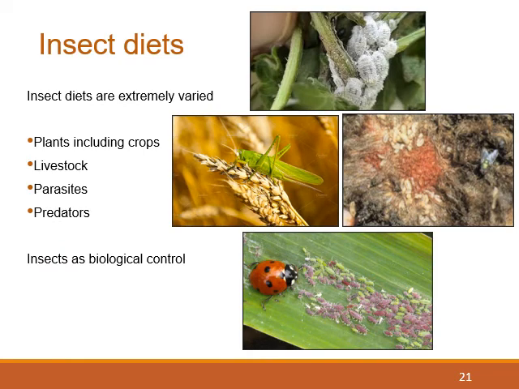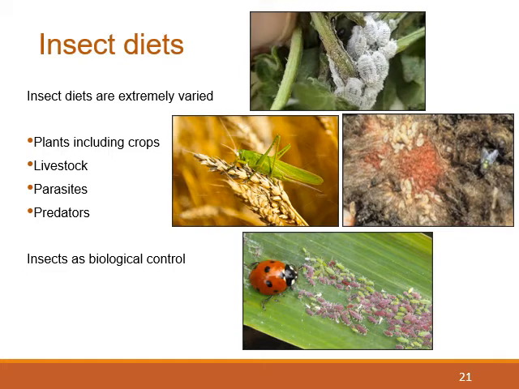So the insect diet is extremely varied. They feed on a huge variety of plants, some of which we as humans grow for our own consumption, and that can create some tension between us and the insects, which at times we consider pests. For instance, they can feed on crops like the locust you can see here feeding on some wheat. You also find mealybugs, which are common garden pests, up at the top.